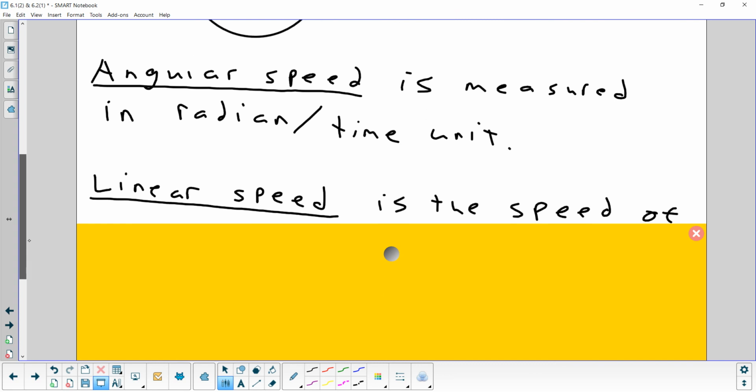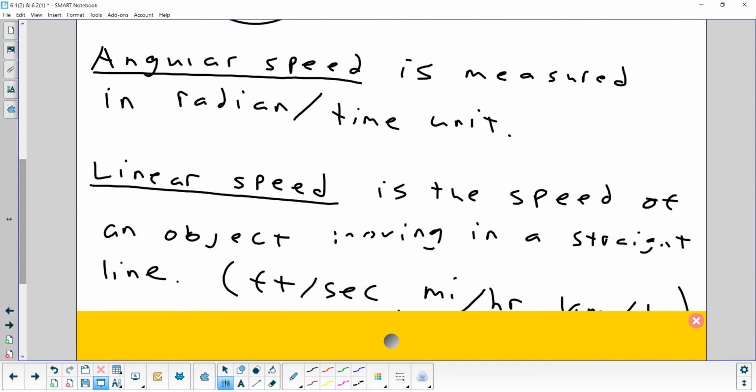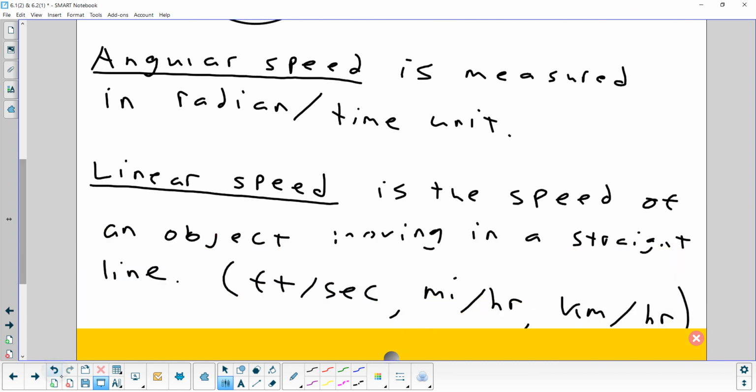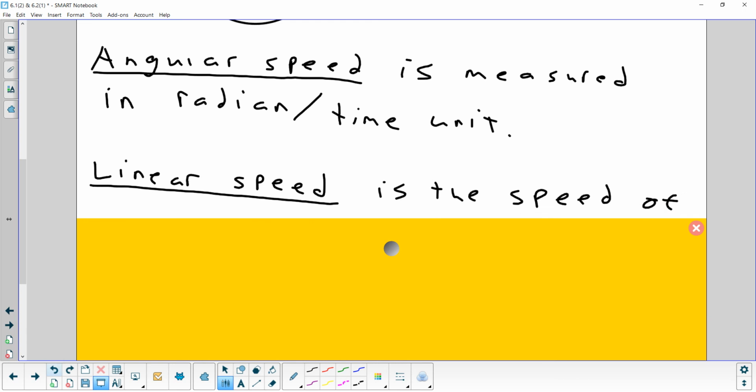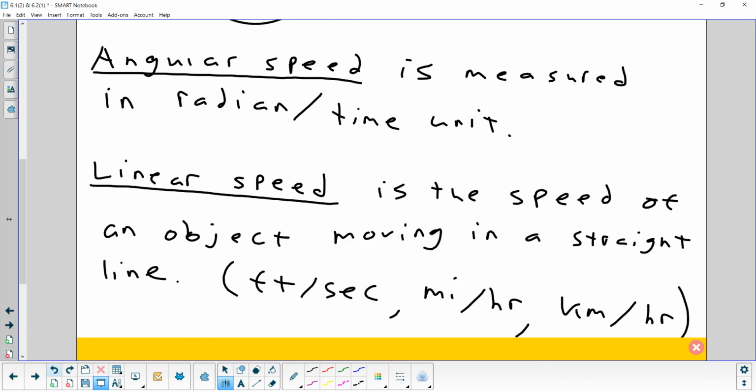And if you compare that to linear speed, that's the speed of an object moving in a straight line. Angular, spinning in a circle. Linear, moving in a straight line. Common units you use to measure things moving in a straight line, you might use feet per second, miles per hour, kilometers per hour in other countries.